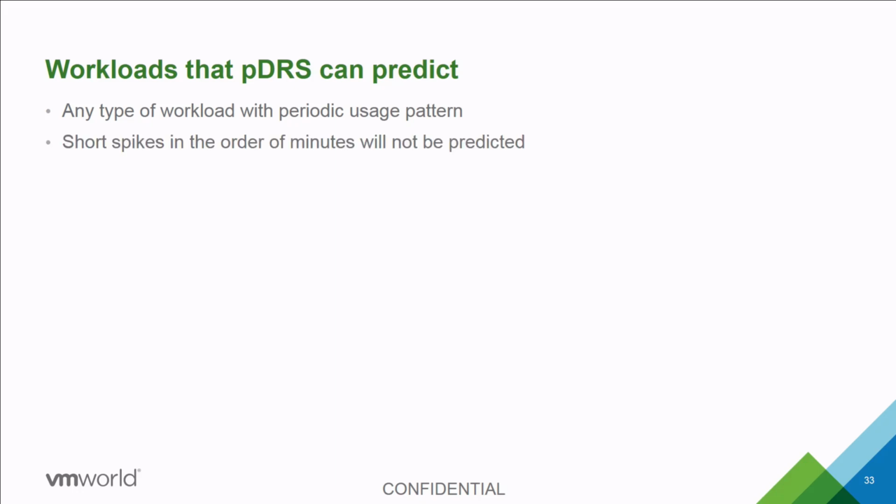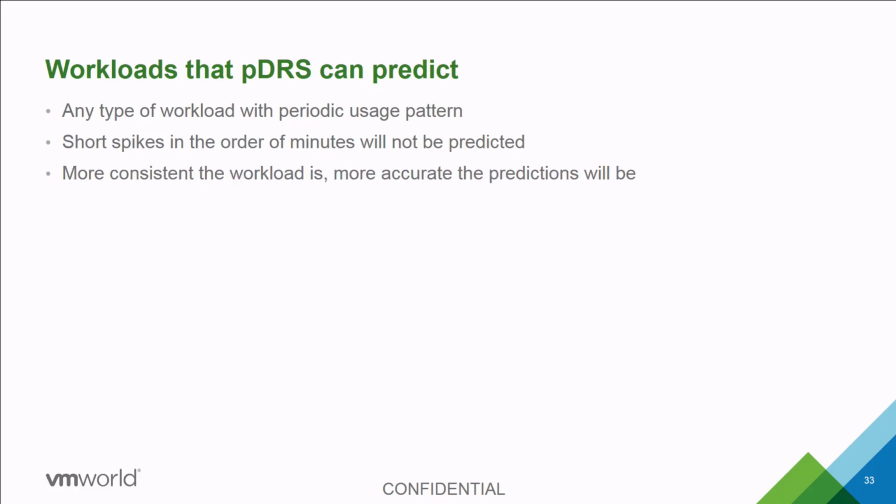When I say periodic usage, if the workload is having short spikes of the minute order, for example, short 5-minute spikes, those spikes will not be predicted. And it makes sense, right? Most of the time, these short 5-minute spikes represent occasional or unexpected spikes. We don't want your vROps to predict those unexpected or occasional spikes, take them into consideration, and then recommend migrations based on these unexpected 5-minute spikes.